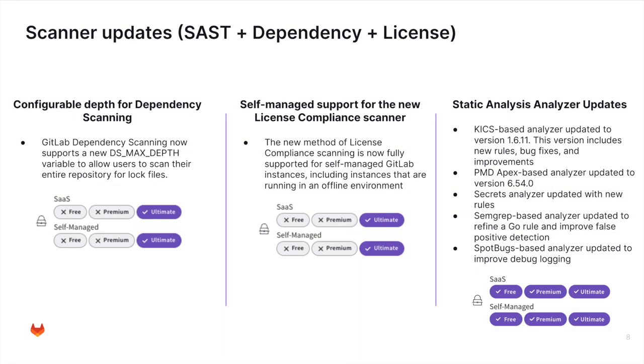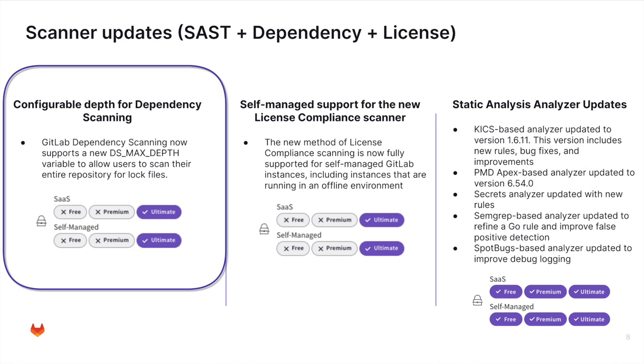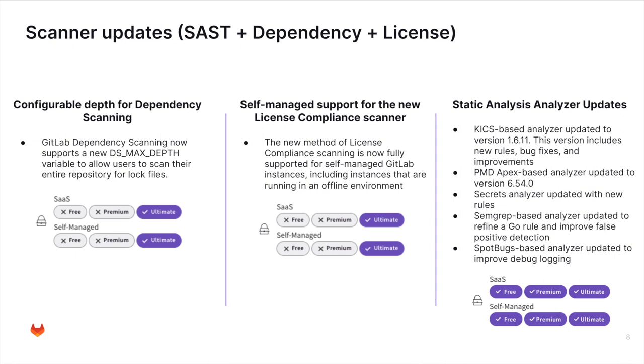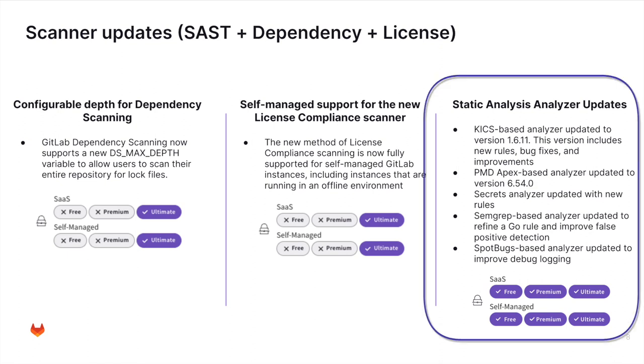And last but not least, with every update to GitLab, we have updates to the different security scanners. Here, you can see some updates to dependency scanning, such as new support for the DS_MAX_DEPTH variable that allows users to scan their entire repository for lock files. There is now self-managed support for the new license compliance scanner, which includes instances running in an offline environment, and updates to the static analysis analyzers, which you can learn more about with the links in the description.